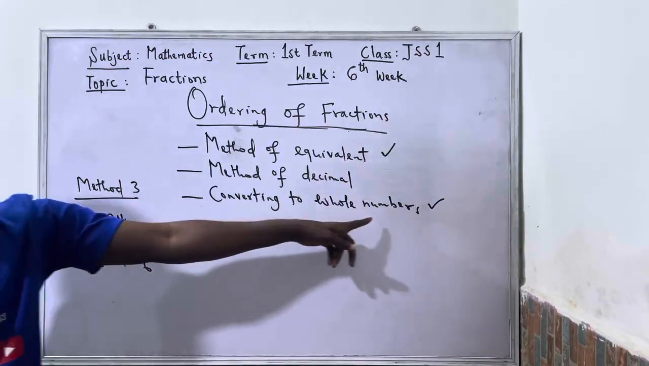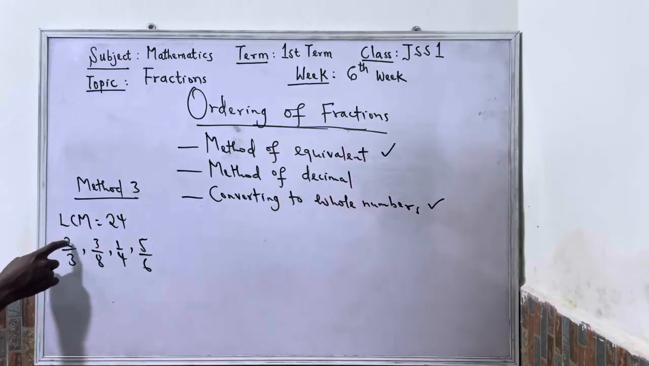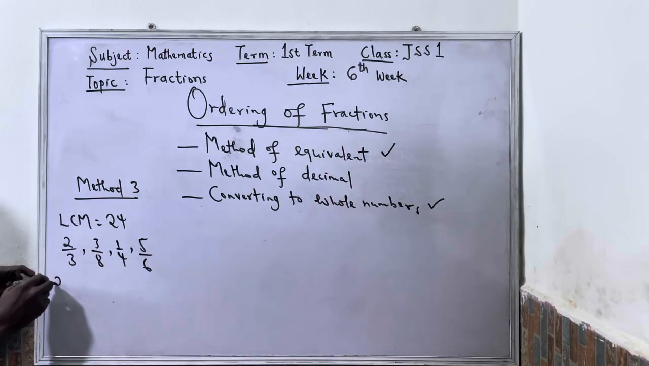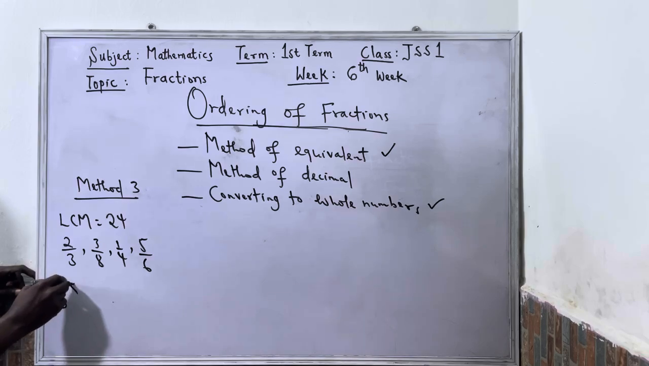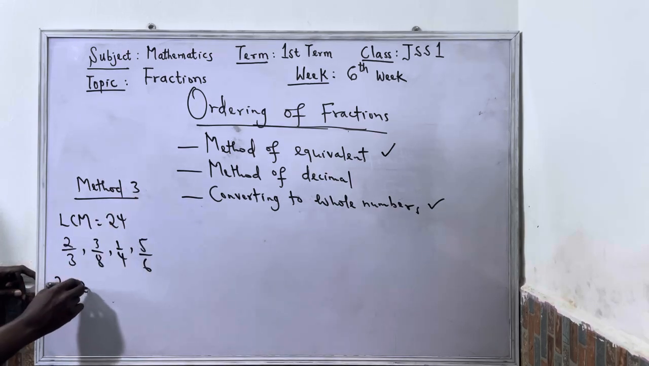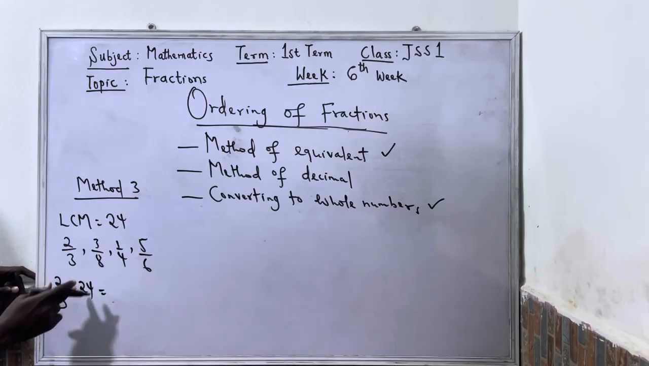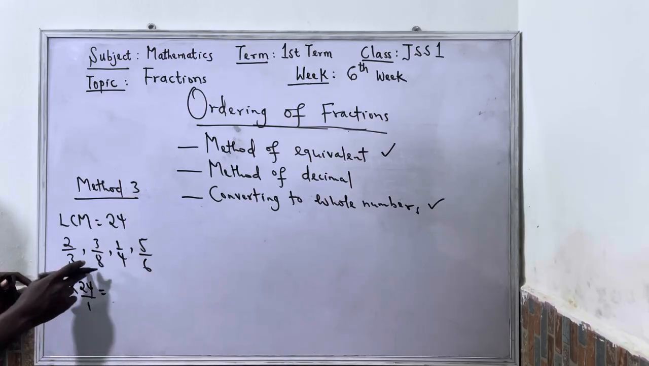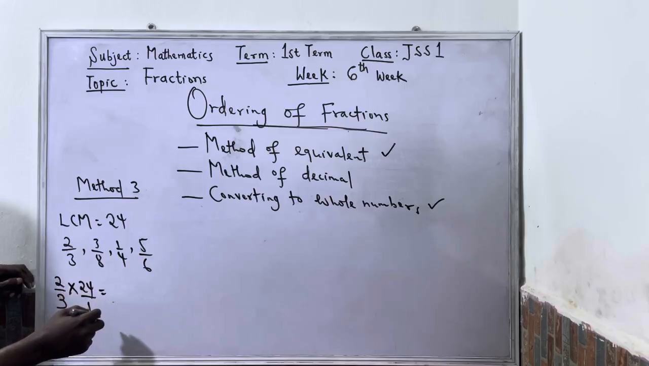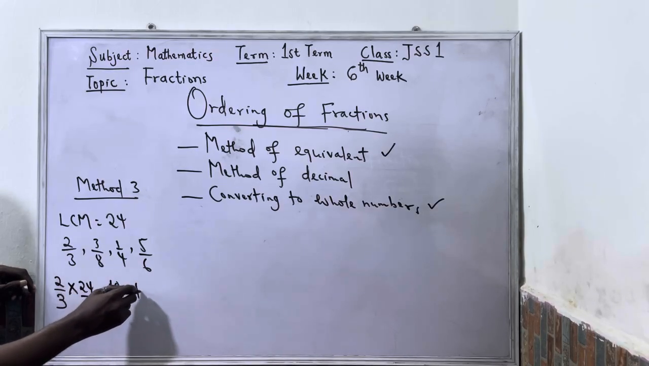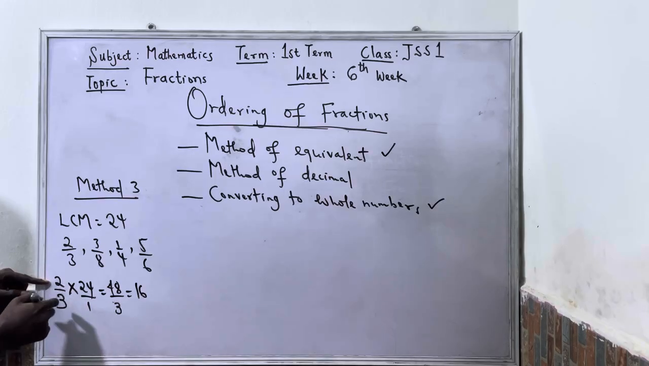So, converting to whole number method. I'll pick the first fraction, which is 2 over 3. Then I'll multiply it by the LCM, which is 24. So if you multiply that, this will be 2 times 24. 2 times 24, that will give you 48. Then 48 divided by 3 will give you 16. That's for the first fraction.